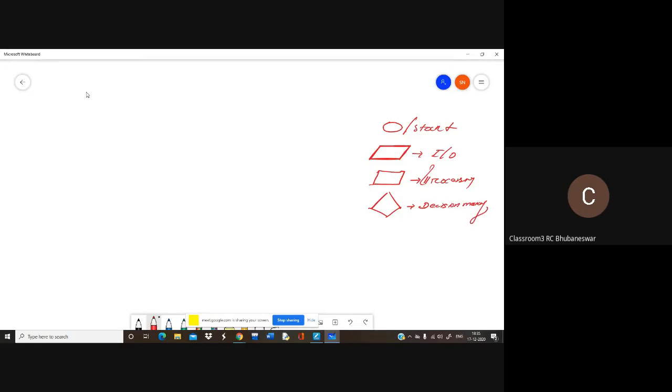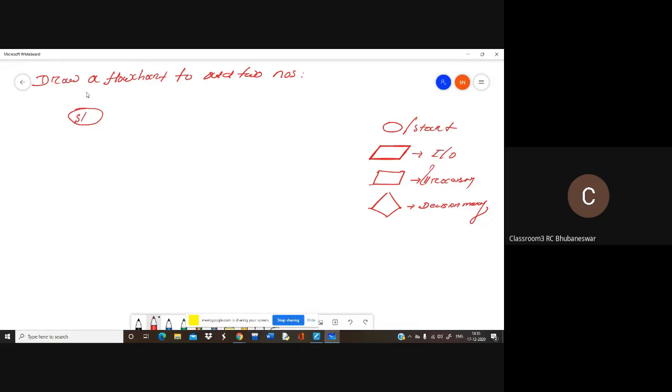Let me draw the flowchart. Draw a flowchart to add two numbers. Clear? So how to start?